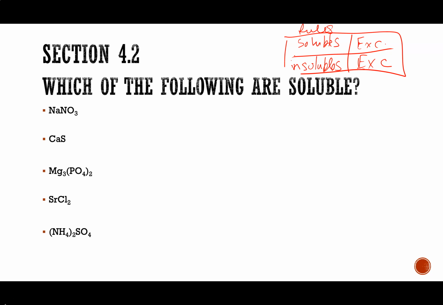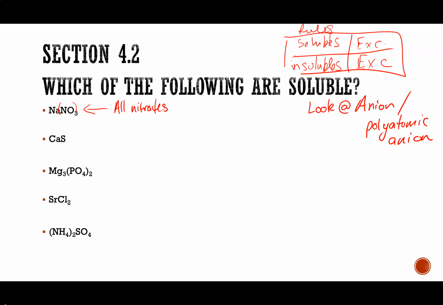In this particular case, the first one I see is the sodium nitrate. Remember that we're always going to look at the identity of the anion first. Could be a polyatomic anion as well. Either way, it needs to be an anion to look at first. So in this case, we have NO3, which is a nitrate. All nitrates are soluble according to our table. No exceptions. So this one is going to be soluble. Okay. So we're going to write AQ underneath it or next to it to indicate that it is in fact soluble.